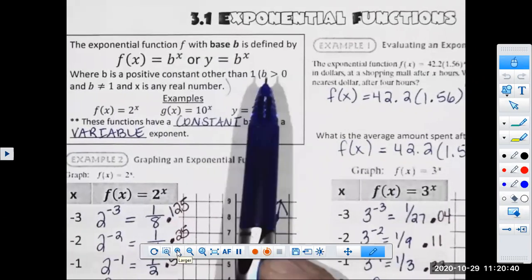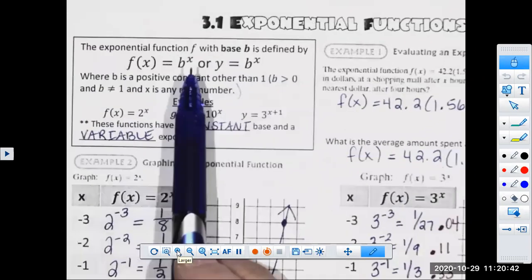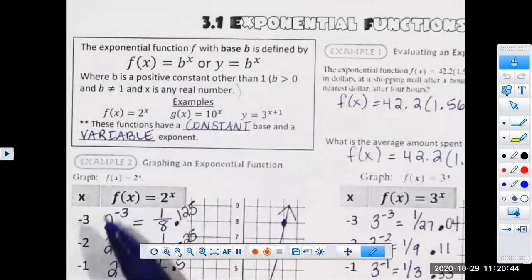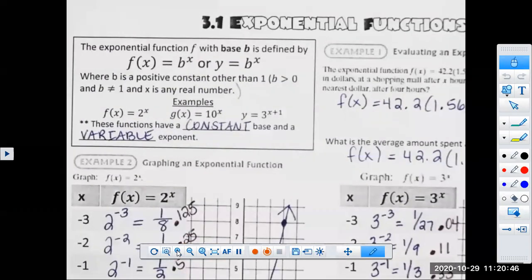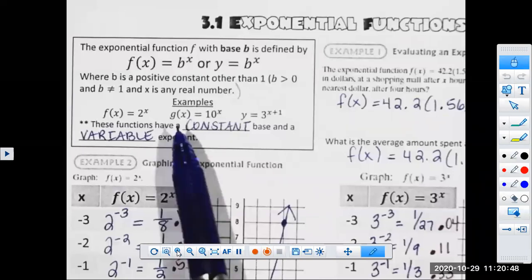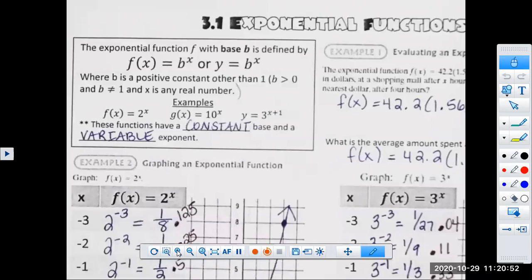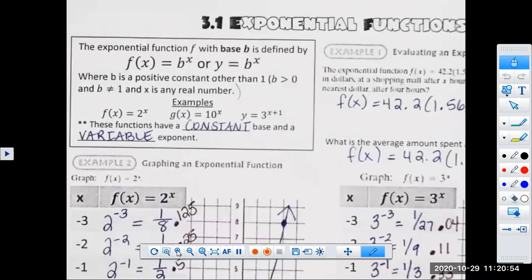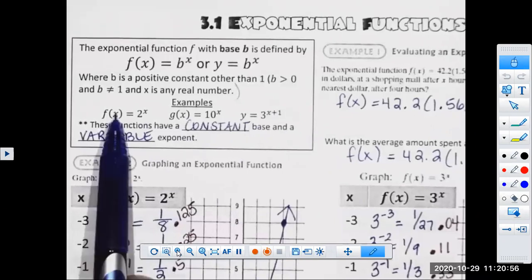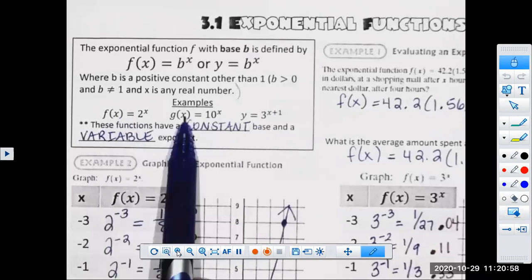B also has to be greater than 0 because 0 raised to any power is what? 0. So some basic examples of exponential functions you'll see at the top left of that paper I just gave you. f of x equals 2 to the x, g of x equals 10 to the x.